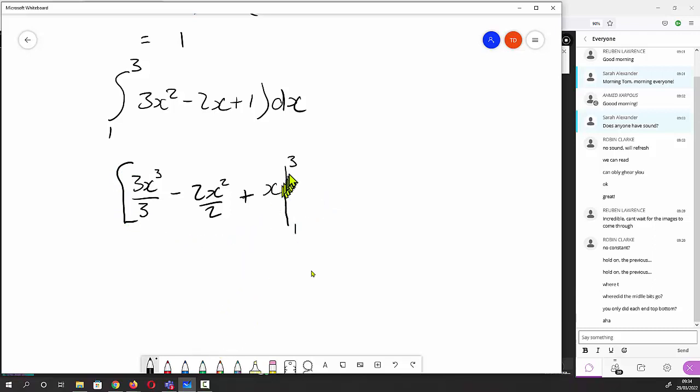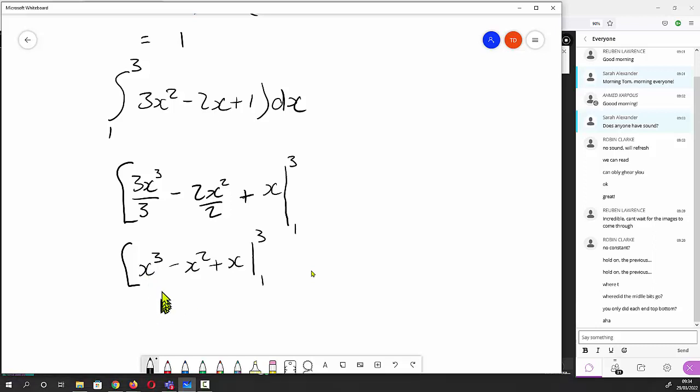And now what I'm going to do is put the value 3 into all of this, and then the value 1. Actually, before I do that, I'll just simplify this, because that's going to be x cubed minus x squared plus x, isn't it? Let's just make it a bit easy on ourselves. So now I'll put the values in.